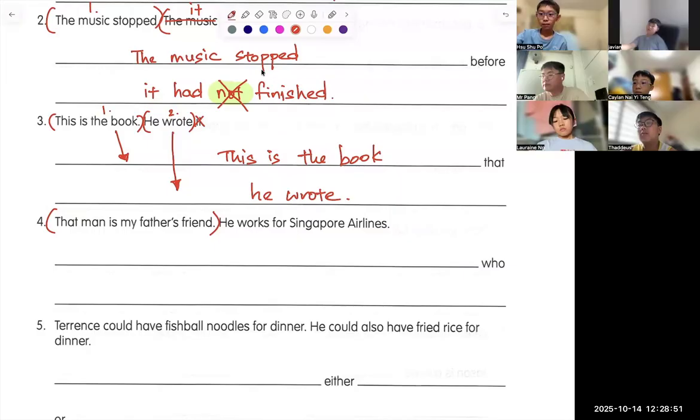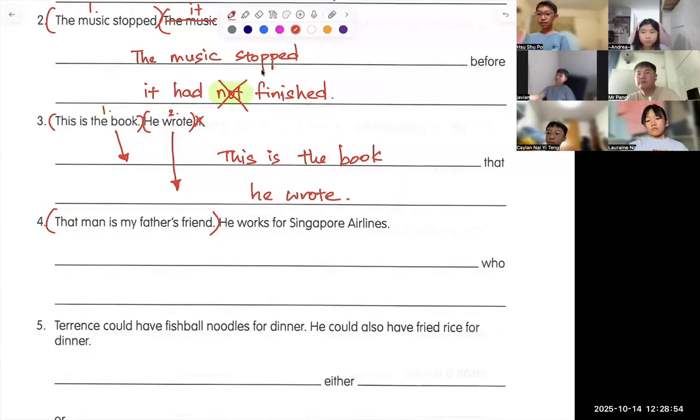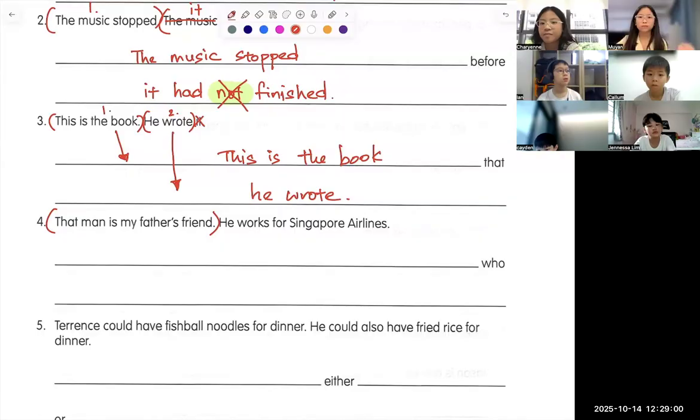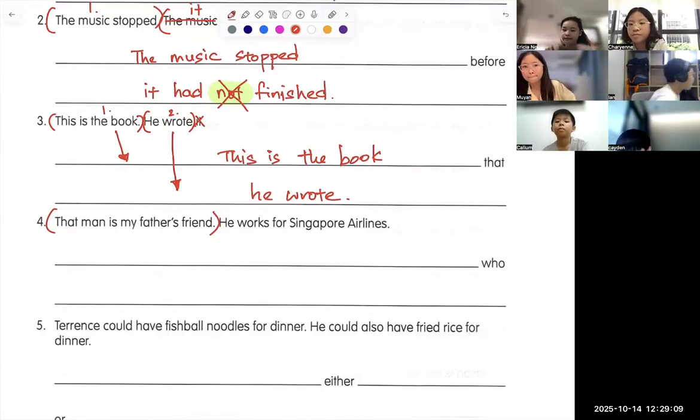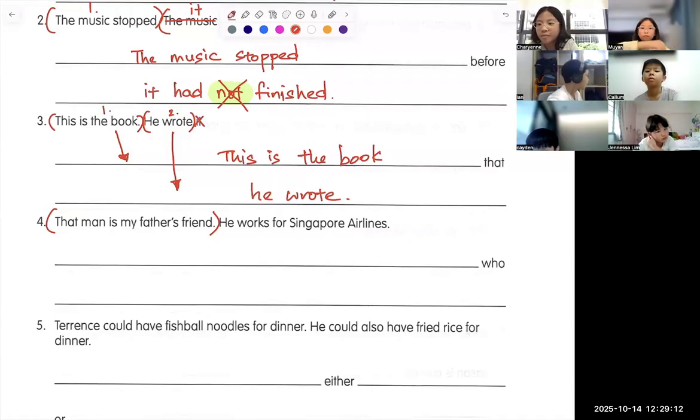Yan Liang, go ahead. Yan Liang, are you there? Okay, can you go ahead with your answer, please? One more time. Just give me your answer, Yan Liang. Go ahead. If it's wrong, we can always correct it. Go ahead. That man is my father's friend who works for Singapore Airlines.